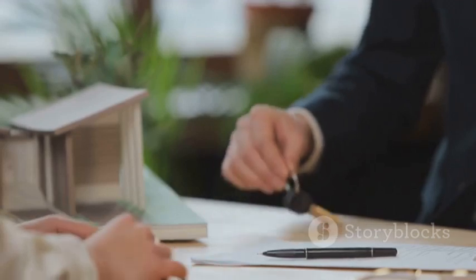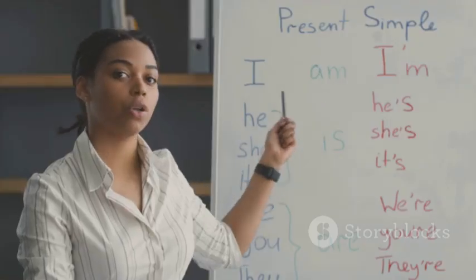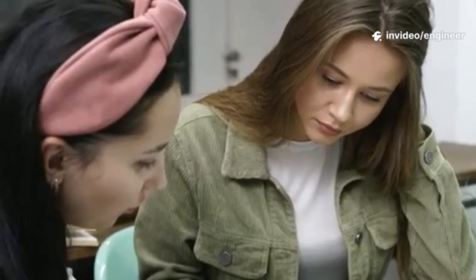For example, for the subject I, we use my. You would say, my name is Alex. For the subject you, we use your. For example, this is your pen. It is important to match the correct possessive adjective with the subject. Here are some more examples to help you understand.